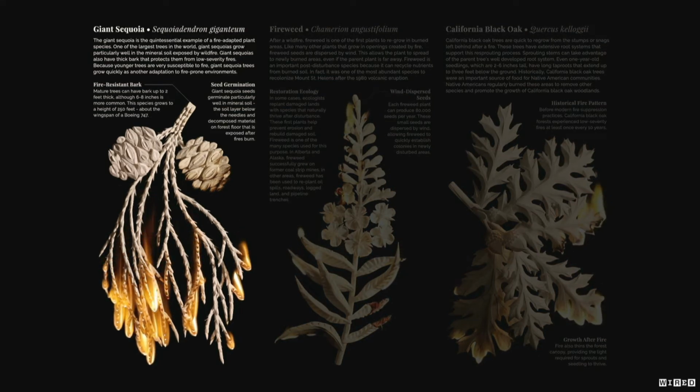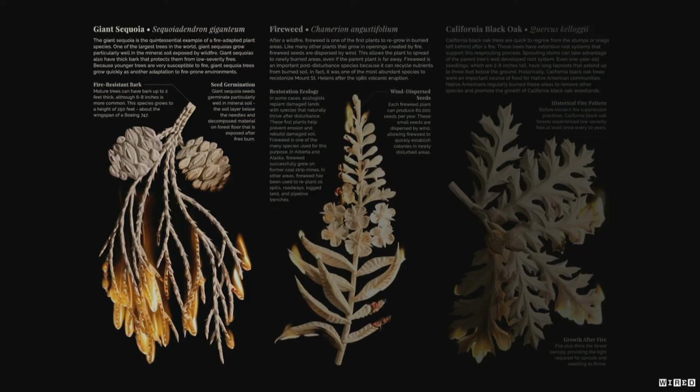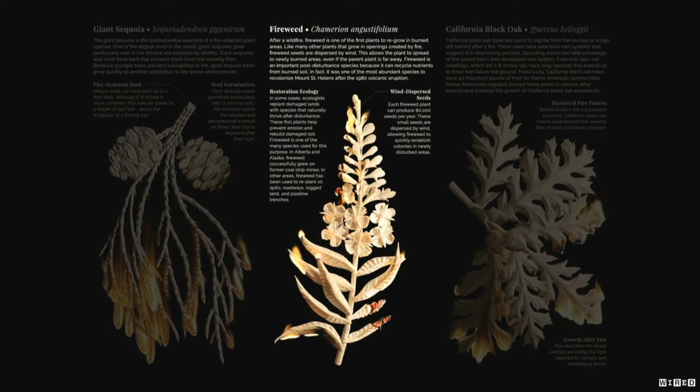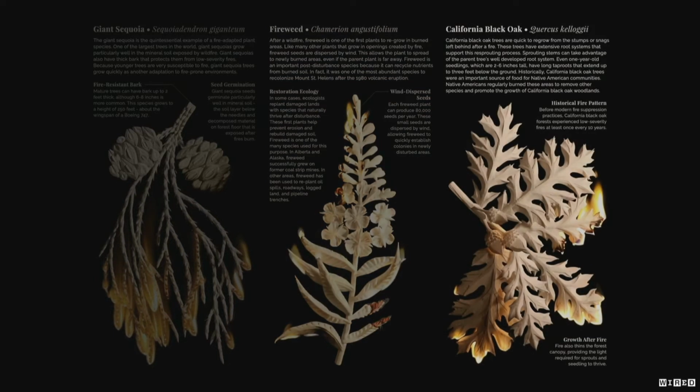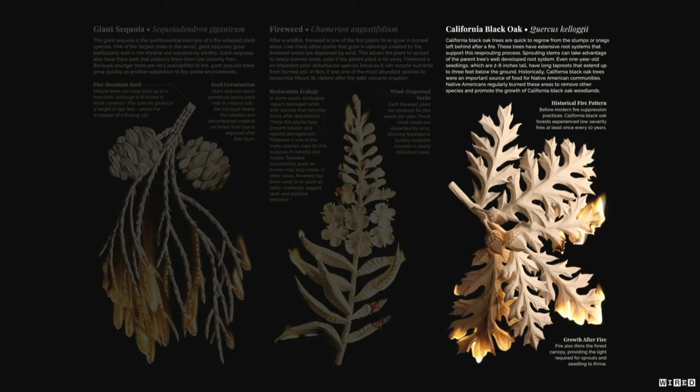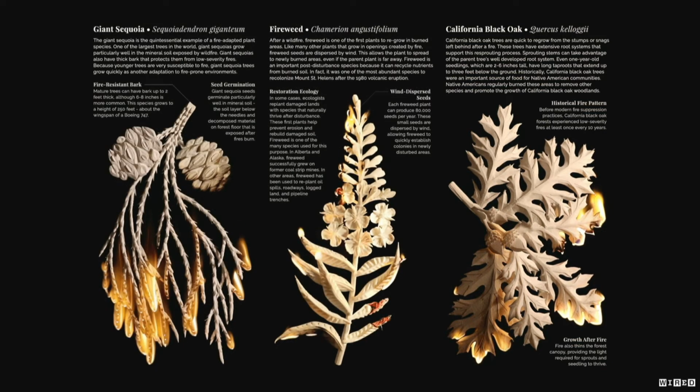There's a giant sequoia tree, which has very thick bark that can withstand minor wildfires. Or the fireweed plant, which grows very well and very quickly in the open fields left behind after a fire. Or the California black oak, which can regrow from its extensive root systems even if the entire top of the tree has been burned by a fire. All of these examples illustrate very different aspects of fire adaptation.